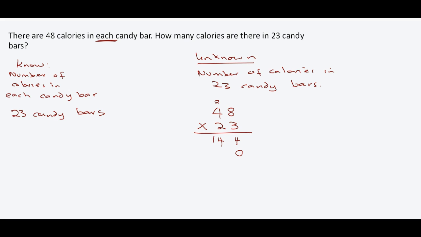8 multiplied by 2 is 16. We write a 6 there and we carry up a 1. 4 multiplied by 2, 8, plus 1, we have 9. So we now add all this together. 4 plus 0 is 4. 4 plus 6 is 10, so we write 0 down and carry up 1. 1 plus 1, 2, plus 9, we have 11. So we have 1104 calories in 23 candy bars.